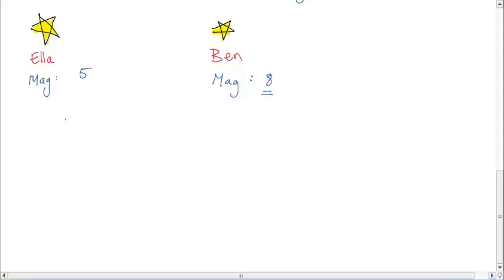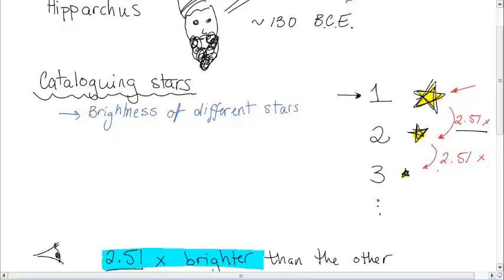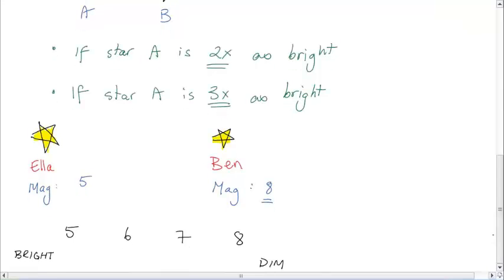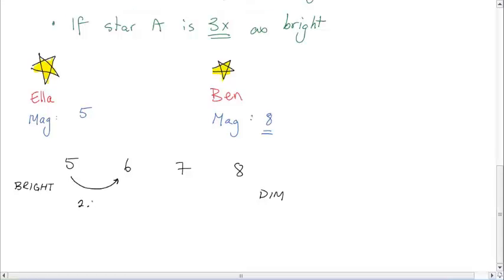Well, let's see. I'm just going to map out the magnitudes. So again, this is the bright end of the scale because it's lower numbers, and this is the dimmer end of the scale. So I've already shown you how each jump in magnitude represents a change of times 2.51. So here, Ella would be 2.51 times as bright as a star that had magnitude 6. A star with magnitude 6 would be 2.51 times as bright as a star of magnitude 7. And a star of magnitude 7 would be 2.51 times as bright as a star of magnitude 8.